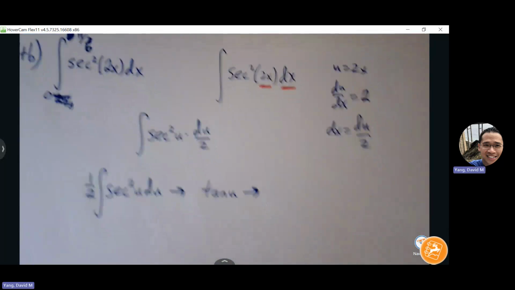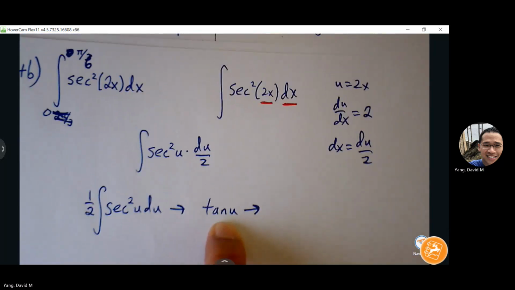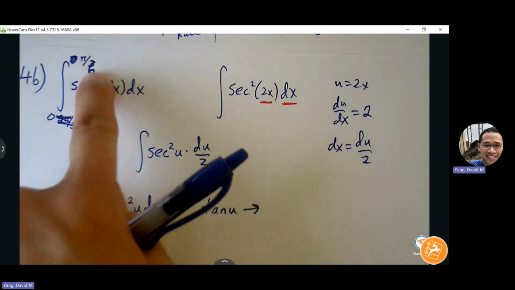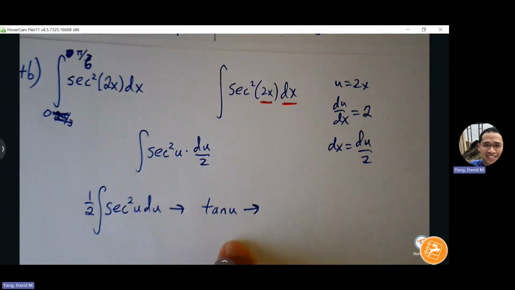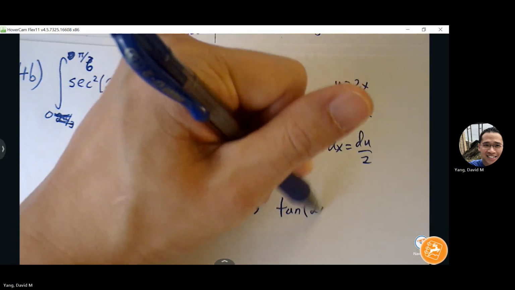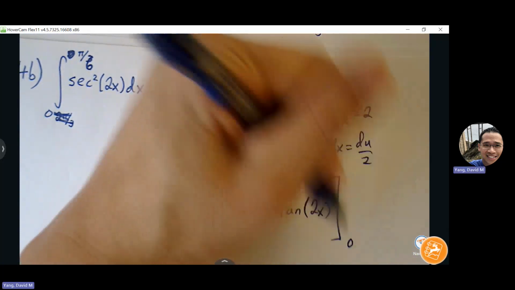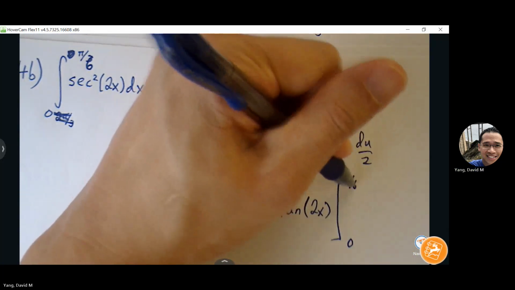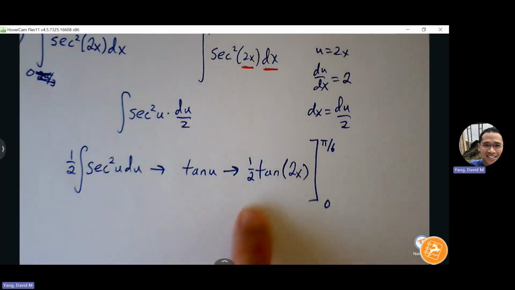Okay, are we ready for the bounds? One more thing we got to do. X, yeah, because the bounds are in terms of x. Either you convert the bounds to x in terms of u, or you get everything in terms of x. So I have tangent of 2x. And now I can think about the bounds. Sorry, thank you. The 1/2 needs to stay, yeah.